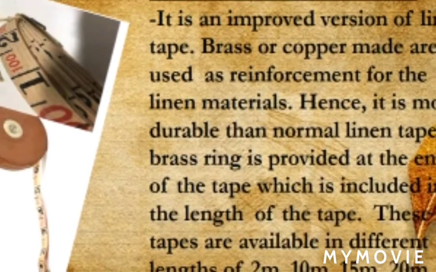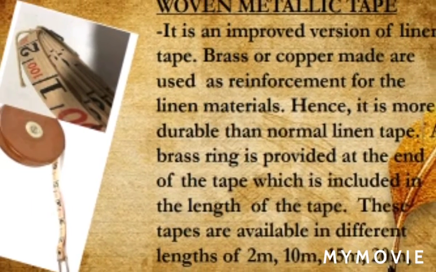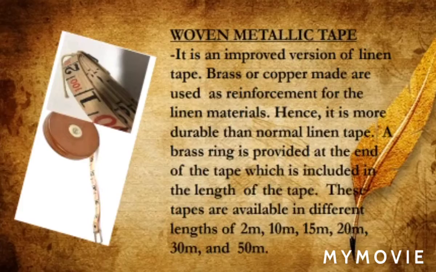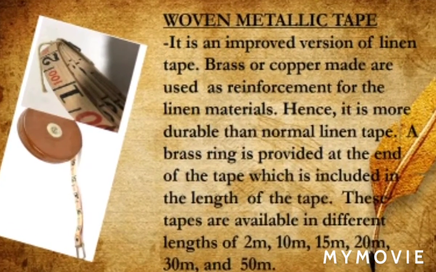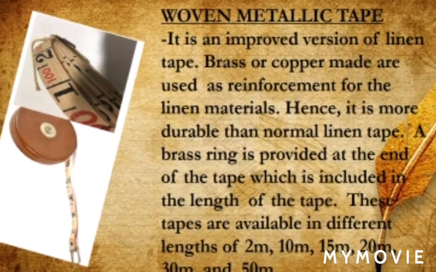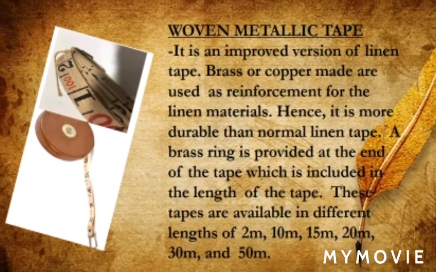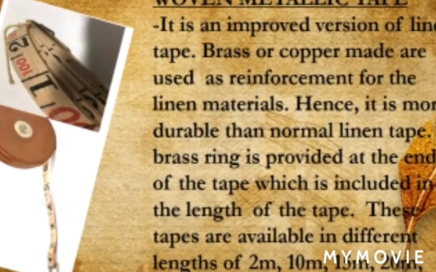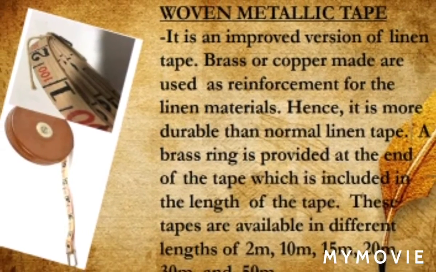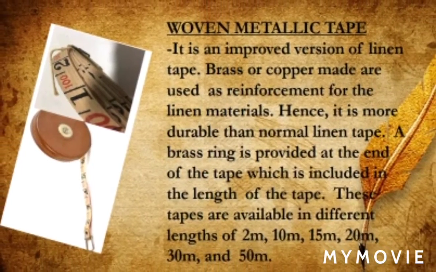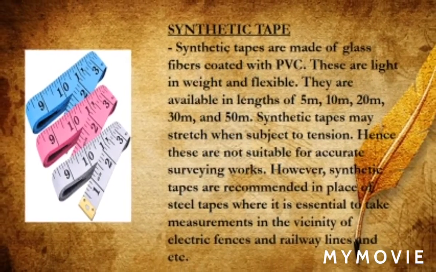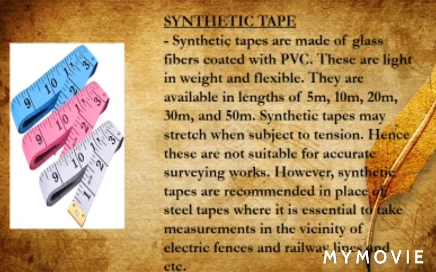The second one is the woven metallic tape. It is an improved version of linen tape. Brass or copper wires are used as reinforcement for the linen materials. Hence, it is more durable than normal linen tape. A brass ring is provided at the end of the tape, which is included in the length of the tape. These tapes are available in different lengths of 2 m, 10 m, 15 m, 20 m, 30 m, and 50 m. The third one is the synthetic tape. Synthetic tapes are made of glass fibers coated with PVC.